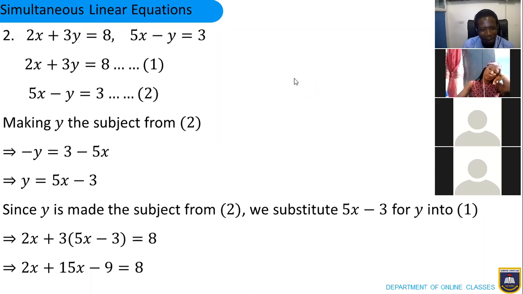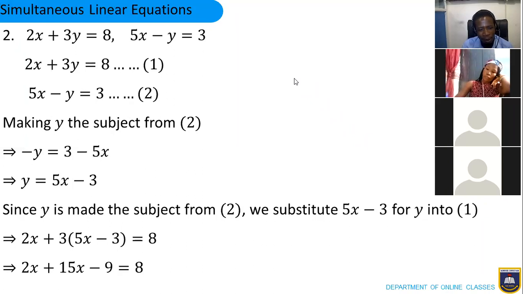Though if you make x the subject from equation 1 or 2, you still get the same thing, but it is going to be complex. Unless there's no simple way, then you go to the option left for you. So please, always take a critical look at the question, analyze it very well, and consider the simplest way you can solve the problem. Now, I'm making y the subject from equation 2 because when I do, I'm not going to get any fraction.